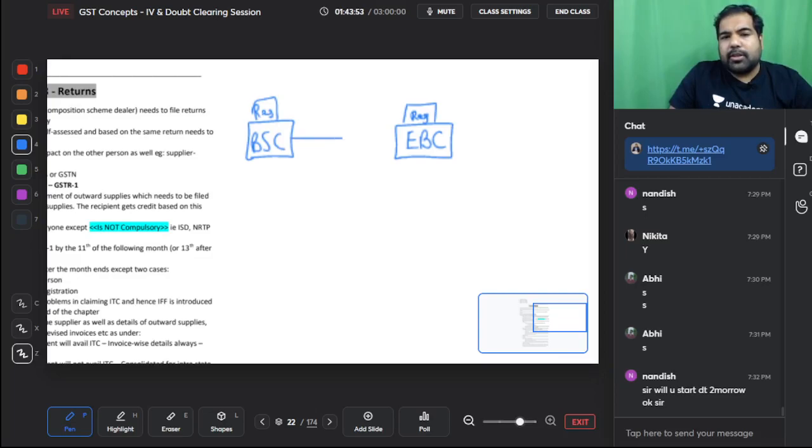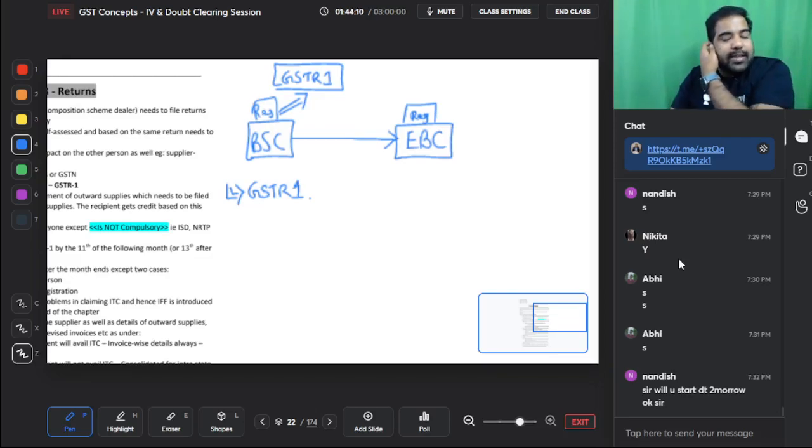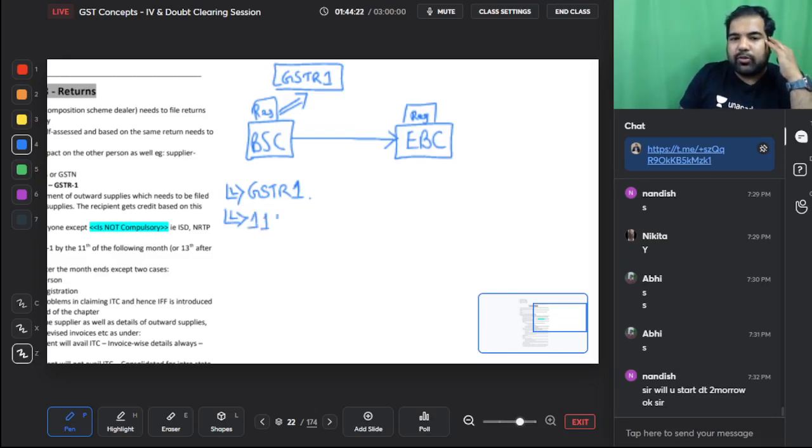First, when battery supply company makes any outward supply, they have to file a return called GSTR1. GSTR1 is basically for all outward supplies, and that is proof that yes, I have made these supplies to other persons. Whenever you upload the details in GSTR1, they have to be uploaded by the 10th of the next month. Practically, it's been extended to the 11th of the next month.